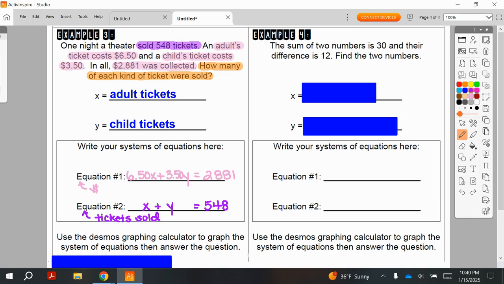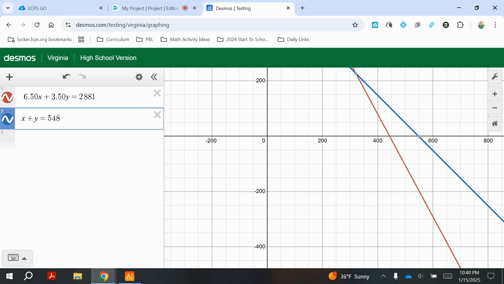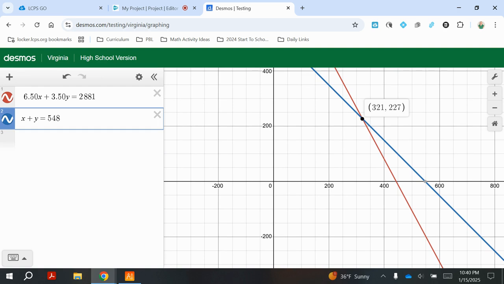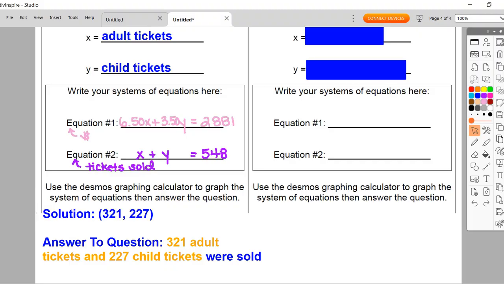So then don't forget to go to Desmos now and type in equation number 1 into line 1 and equation number 2 in line 2. You'll have to zoom out a bit because, again, this is a pretty large number, but you see that the two equations end up meeting at 321, 227. I write that point exactly as is onto my notes paper, but then I have to answer the question.